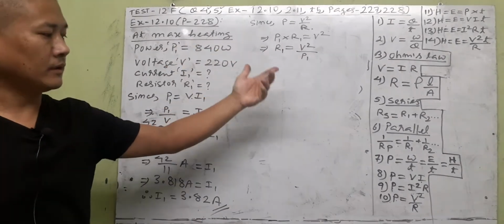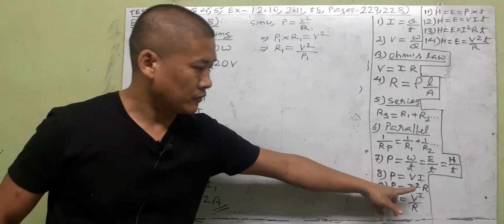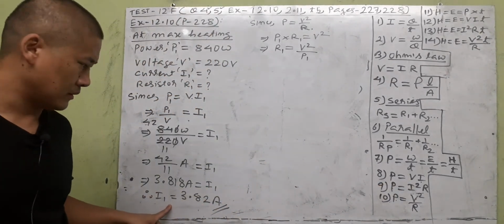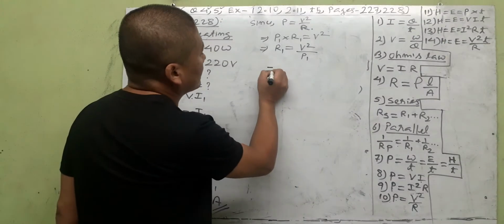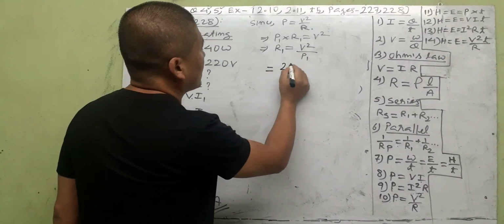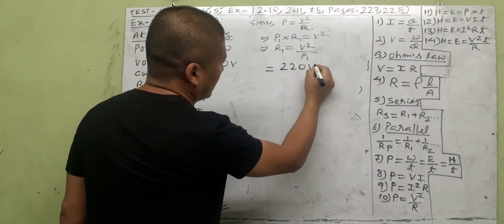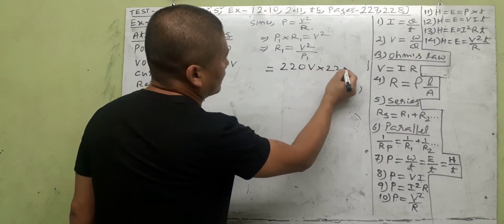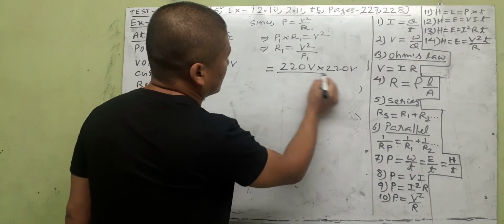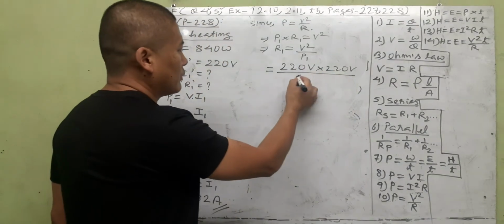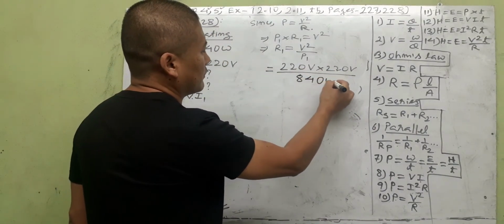That's why we use that. We could have used this also because I is also now available. Okay, same answer you will get actually. So here, that will be V square, meaning 220 volt into 220 volt. Why? Because this is V square, so two times the same number will appear. P1 is only one time, 840 watt.